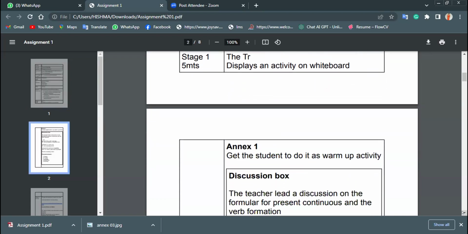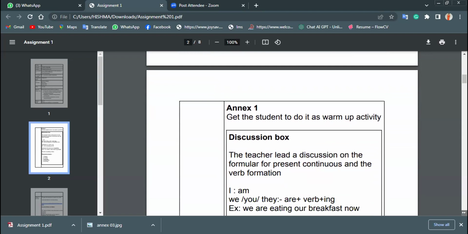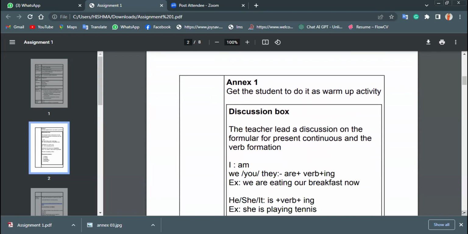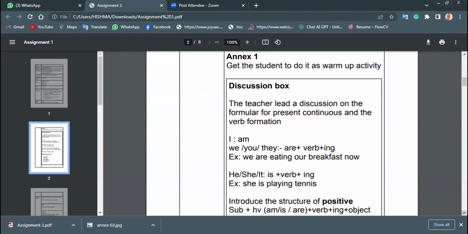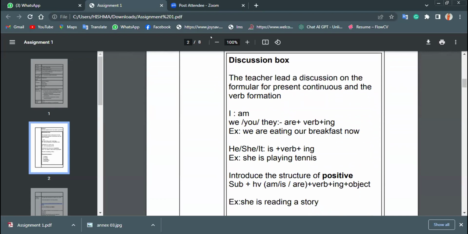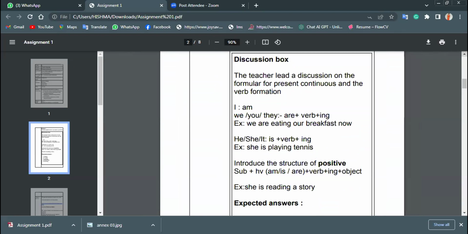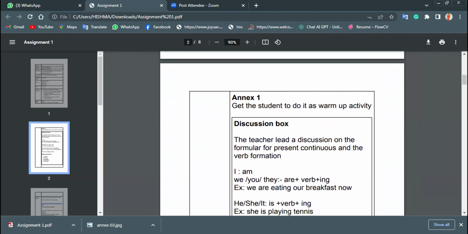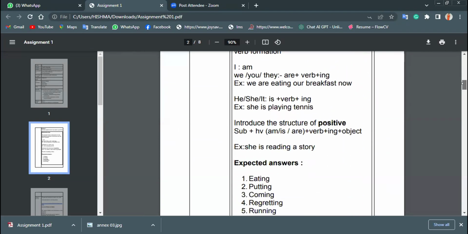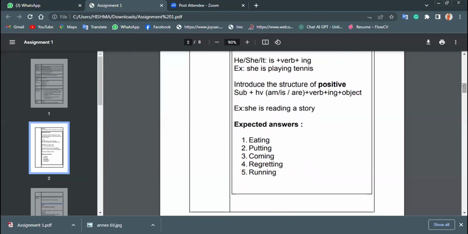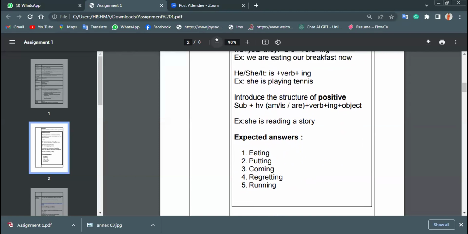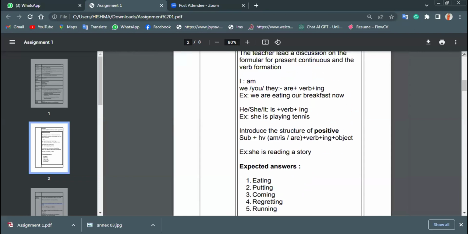In the first stage, the teacher displays an activity on the whiteboard. It will be a warm-up activity recalling the previous lesson. Yeah, this is the activity. I have given some verbs to add ing. These are the acceptable answers. I have given eat, put, come, regret, and run. They have to know the rules for adding ing. With their previous knowledge, they will do this as a warm-up activity.